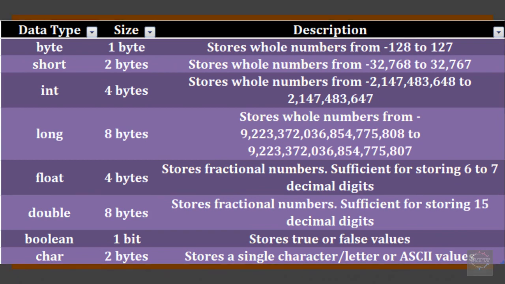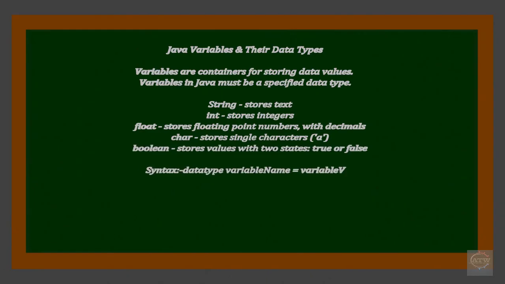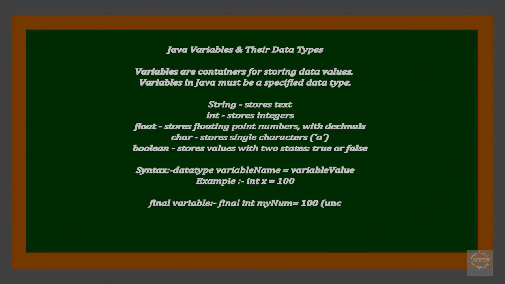Now let's come to non-primitive data types. The first one is String, which we are going to see. String is the only non-primitive data type which is available inside the Java library. Other non-primitive data types the user will define. We'll see more about this in the upcoming chapter. The basic syntax is: first you define the data type, then the variable name equal to the variable value.